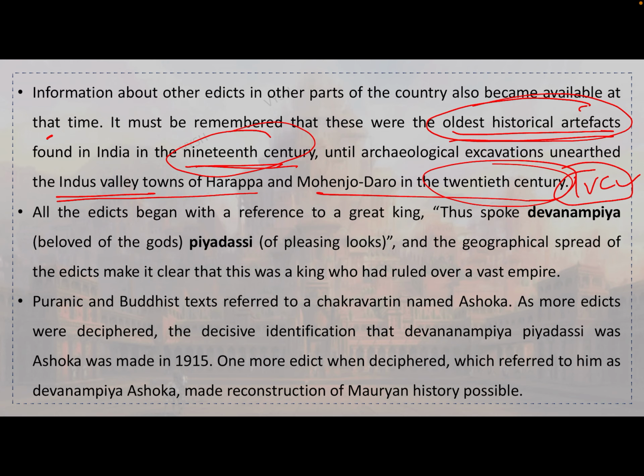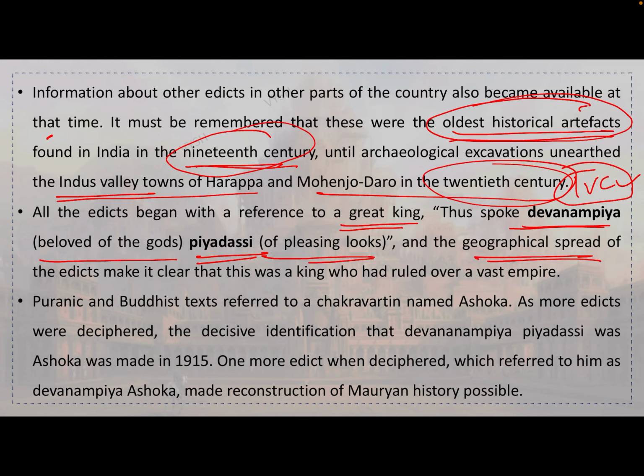All the edicts began with a reference to a great king. Thus spoke Devanampiya Piyadasi, meaning beloved of the gods, of pleasing looks. So he was called Devanampiya Piyadasi, which means beloved of the gods of pleasing looks.